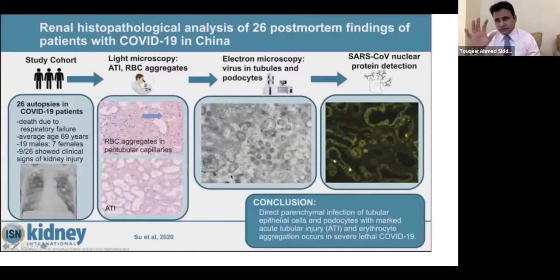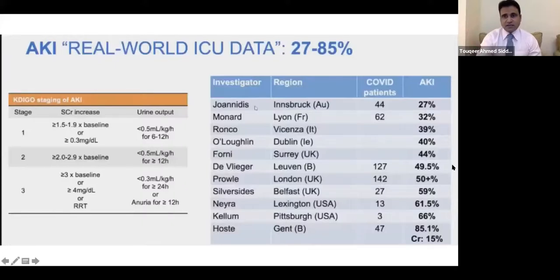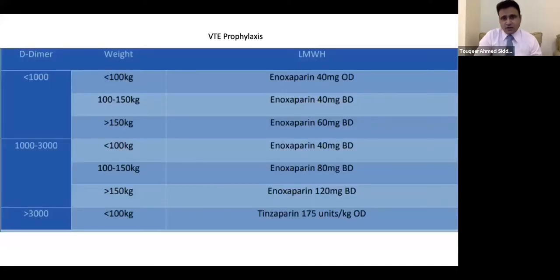Now, there is a difference in the incidence of AKI that we have seen. It's probably got to do with the difference in the subset of population that they have taken, sick versus non-sick, and what they have seen, and the degree of AKI they had. Now, coming to the VTE prophylaxis, the UCL guidelines, which the Hematological Society has endorsed, depending on the D-dimer values, we decide how much low molecular weight heparin to give to these patients, as they are very prothrombotic.